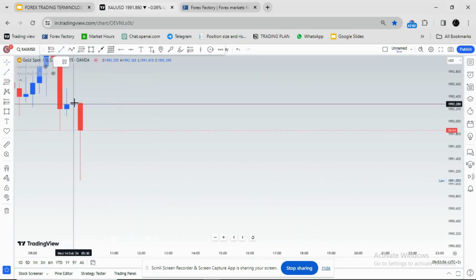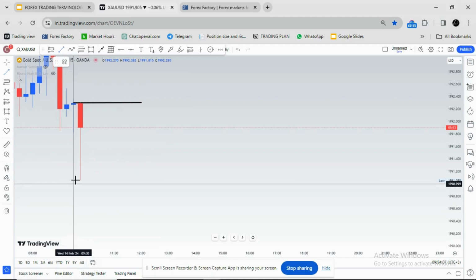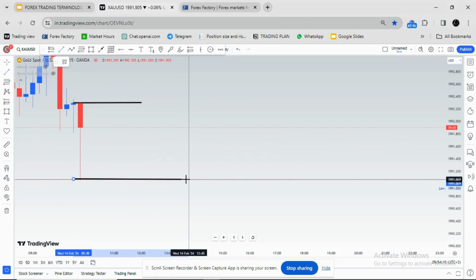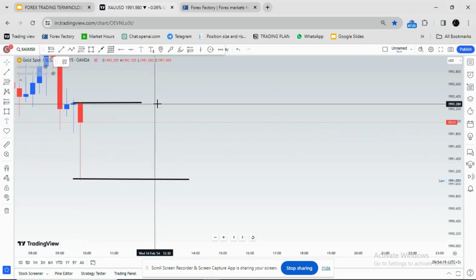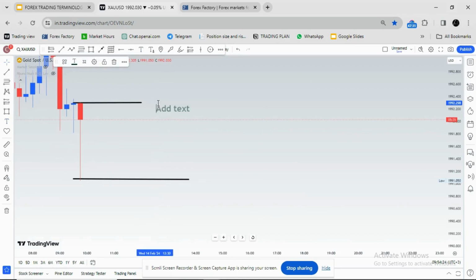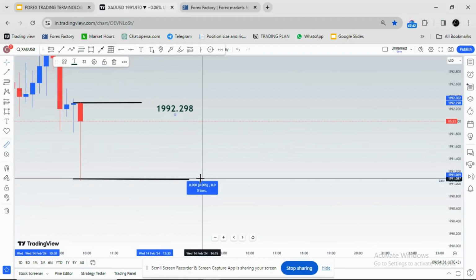Let's use something like from here. From here, you can see the price is 1992.285, right? Up to this point, you see it sold up to this point, which is what? 1991.069. So once you subtract it, let me help you so that you understand. Let's put a price on this one. 1992.298. And this one here is 1991.087.